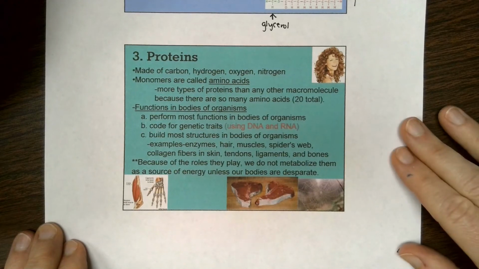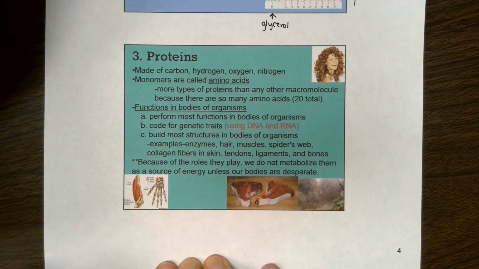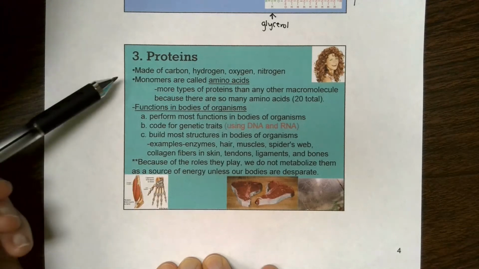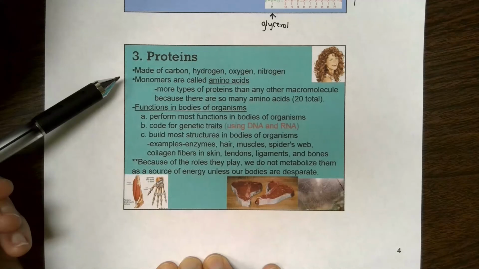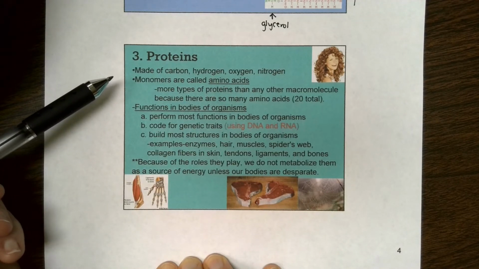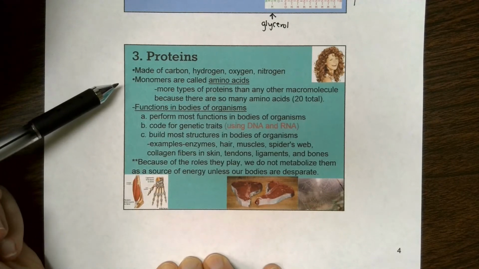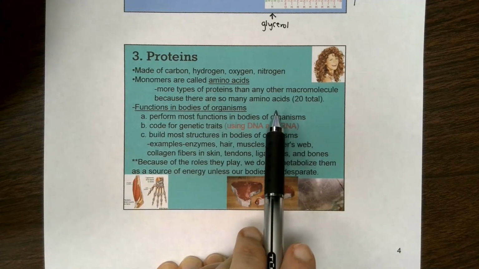All right, so now we're going to see that our third category of macromolecule is a protein. Notice we've got carbon, hydrogen, oxygen, and nitrogen present in all proteins. As important as carbohydrates and lipids are in our bodies, proteins do everything. Proteins are made of monomers that are called amino acids. There are 20 amino acids in nature.